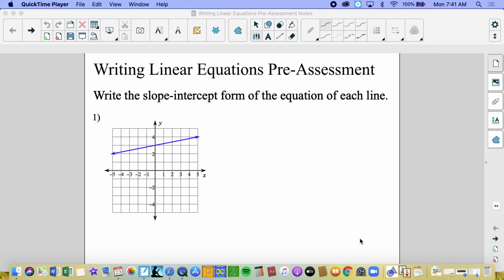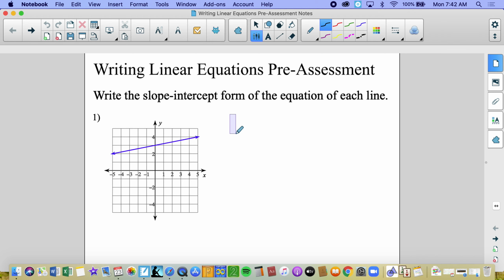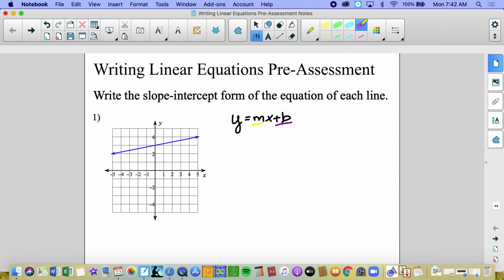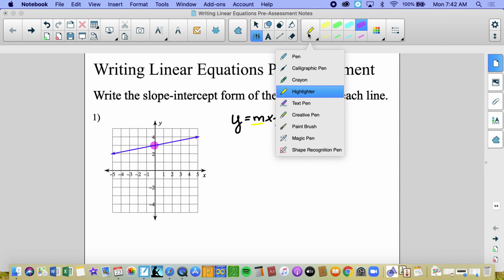So the first thing says write the slope-intercept form of an equation for each line. Slope-intercept form we know is y equals mx plus b. So we have to fill in for the slope and for the y-intercept. We want to find those by utilizing the graph. First thing, the y-intercept is going to be the easiest. It crosses the y-axis at 3.